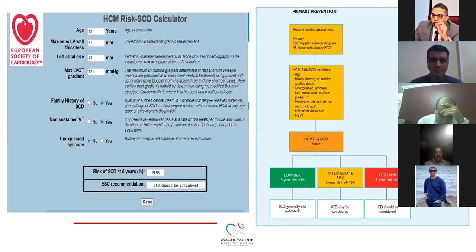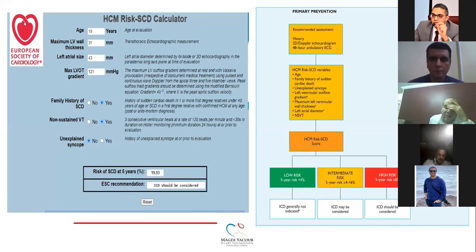Okay. The last question is, do we have to implant an ICD for a 50-year-old patient with only non-sustained VT? 50 with non-sustained VT only? Yes. Yes. What about the other parameters for the risk calculator? This is the only available data.